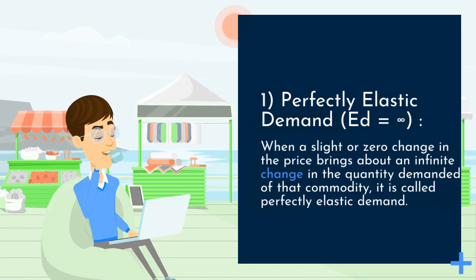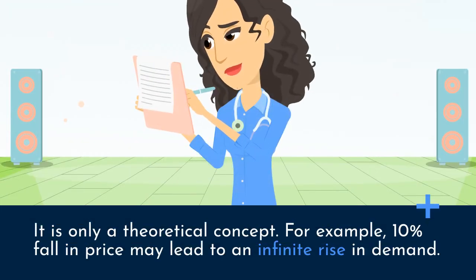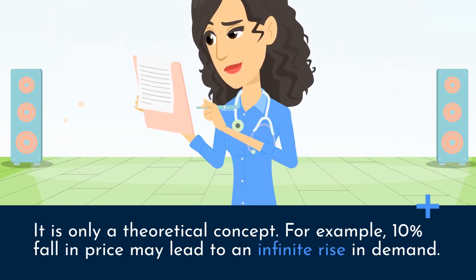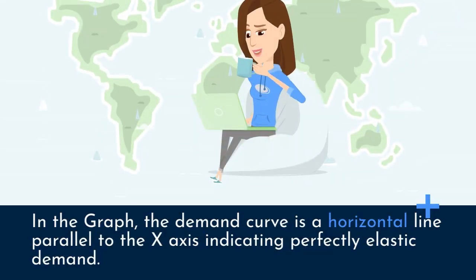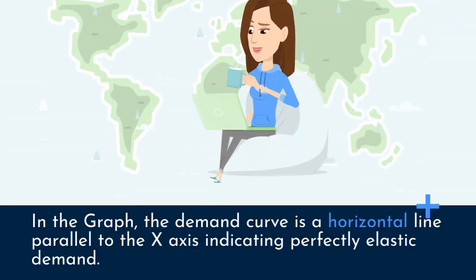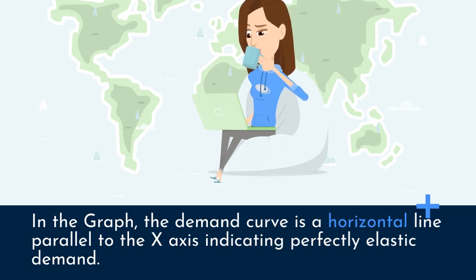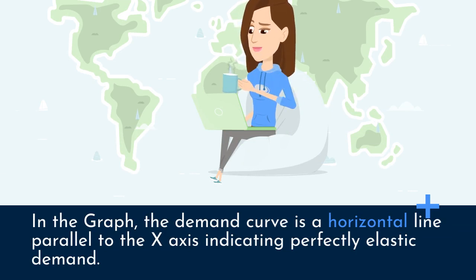1. Perfectly elastic demand, ED equals infinity. When a slight or zero change in the price brings about an infinite change in the quantity demanded of that commodity, it is called perfectly elastic demand. It is only a theoretical concept. For example, a 10% fall in price may lead to an infinite rise in demand. In the graph, the demand curve is a horizontal line parallel to the x-axis, indicating perfectly elastic demand.